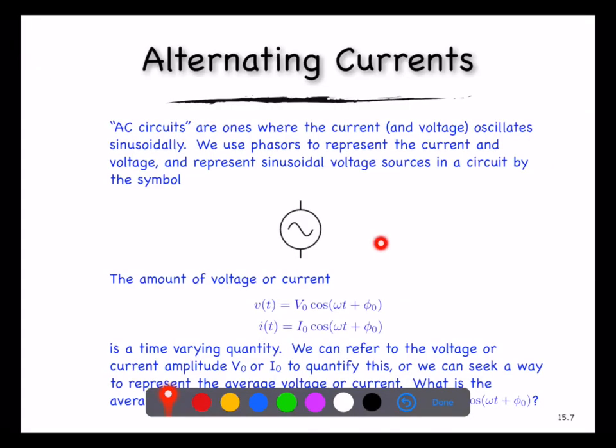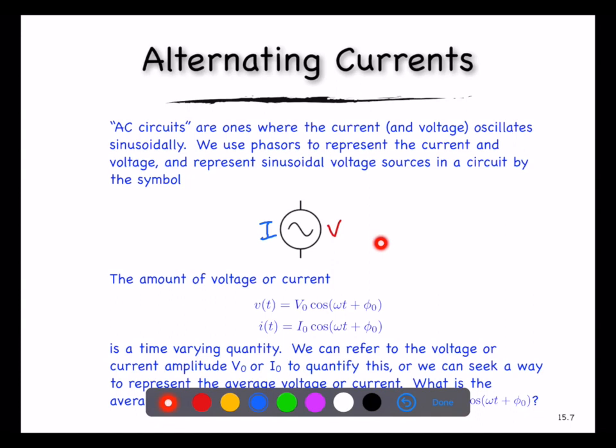Okay, so imagine we have an alternating current. We represent that in a circuit diagram by a circle with some sinusoidal wave. This could be either an alternating current source or an alternating voltage source, depending on whether we label this with a V or with an I. Okay, so that's our circuit diagram for an AC voltage source or an AC current source.